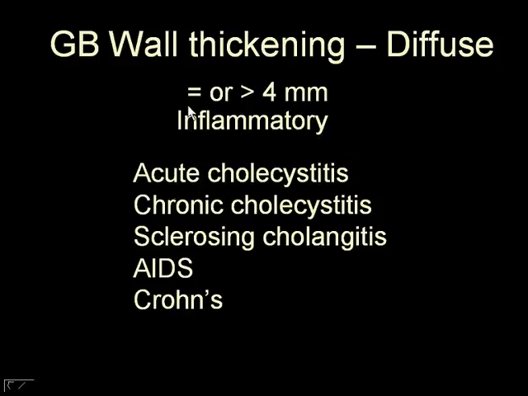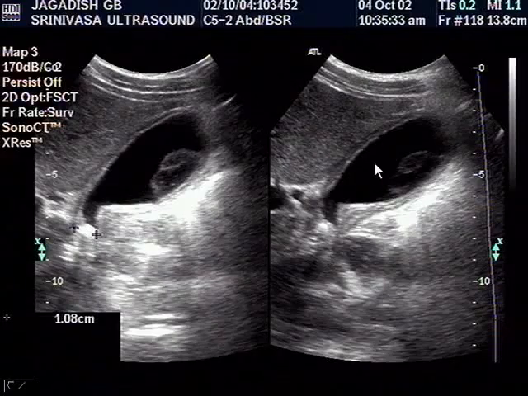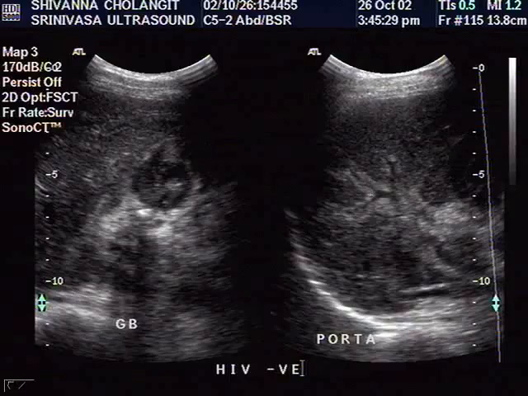So we talk of wall thickening if the wall is equal to or greater than 4 millimeters. It could be inflammatory as in acute cholecystitis, chronic cholecystitis, sclerosing cholangitis, AIDS or Crohn's. So that is diffuse wall thickening happening there. That is again a wall thickening which is happening over here around the gallbladder, and all along the porta hepatis and the portal vein divisions you find a lot of infiltration and hyperechogenicity.